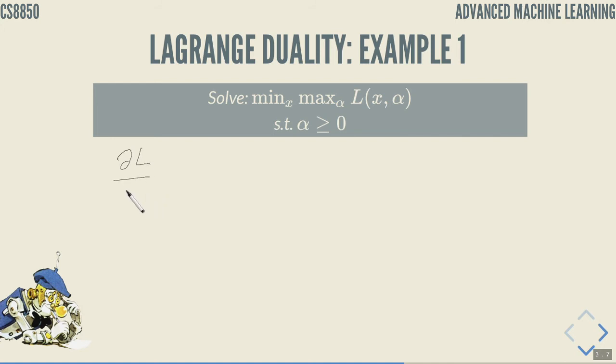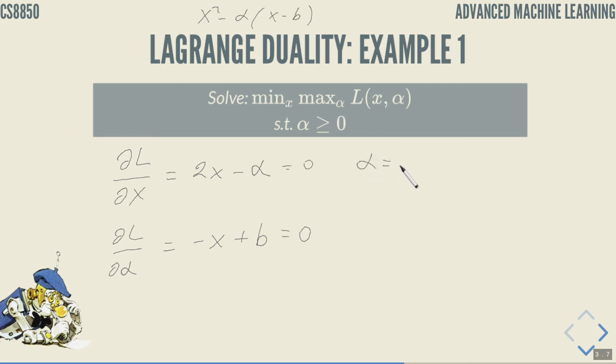We just differentiate with respect to x, and we differentiate with respect to lambda. And of course, what are we differentiating? x squared minus lambda times x minus b. So with respect to x, what do we get? 2x minus lambda. And with respect to lambda, we get minus x plus b. Set it to 0. From here, we know that lambda equals 2x, and from here, x equals b.